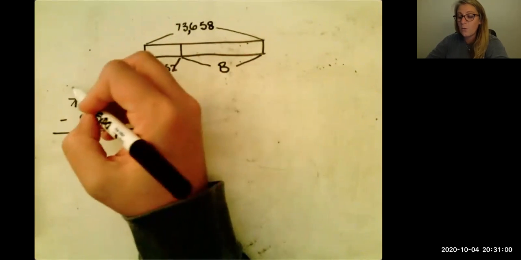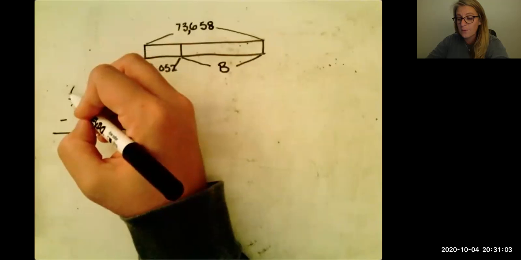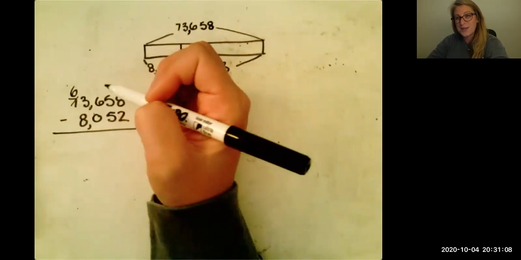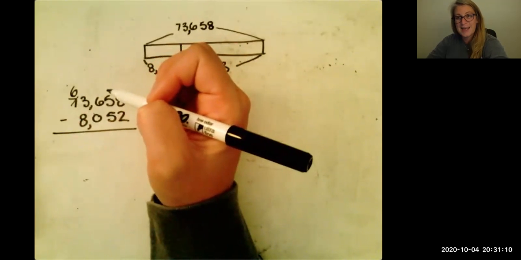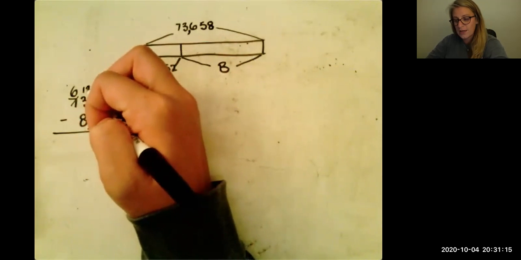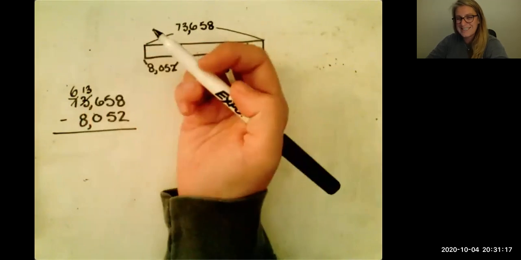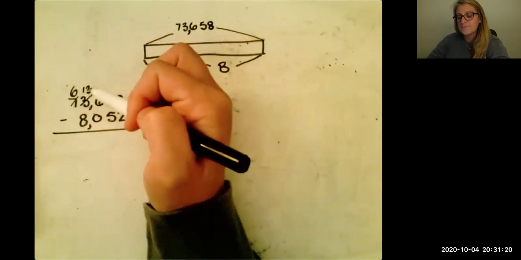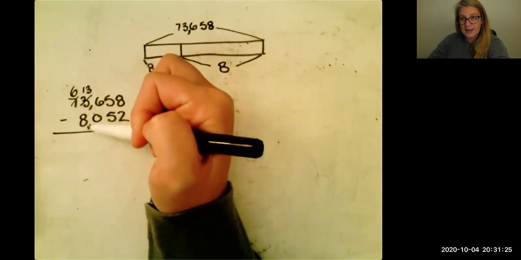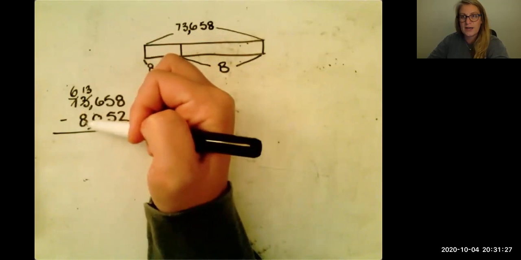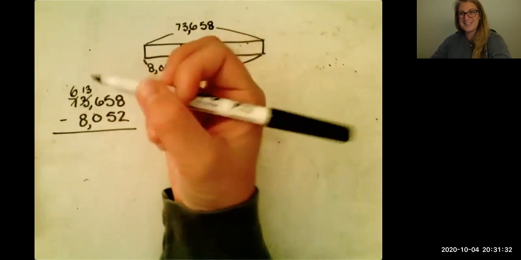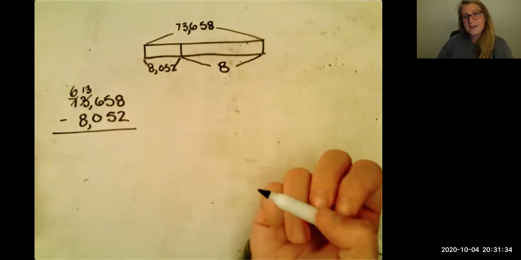So we can take 1 10,000 from our 10,000s place and get 6 10,000s. And when we take 1 10,000, that makes 10 thousands that we can add to our 3 in our thousands place to get 13,000. So now in our thousands place, are we ready to subtract? Yes, because 13 is greater than 8. And in our 10,000s place, we have nothing to subtract, so we're good to go there. So now we're going to go ahead and subtract.